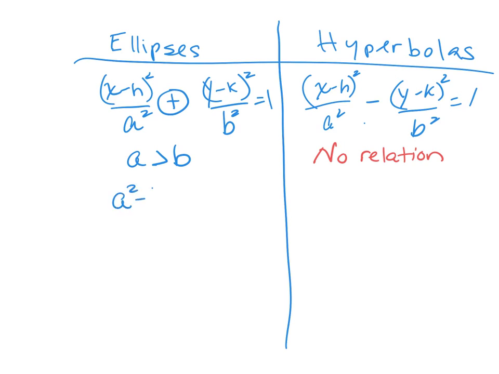A squared minus B squared equals C squared. In a hyperbola, anybody have any idea? A squared plus. Very good. The way I remember it is the guy with a minus in the equation has a plus in the Pythagorean theorem, and the guy with a plus in the equation has a minus in that one to find C.